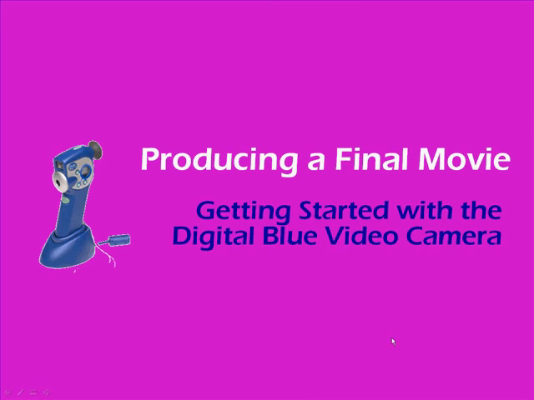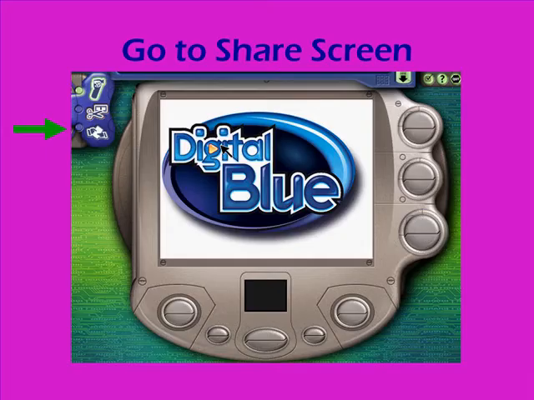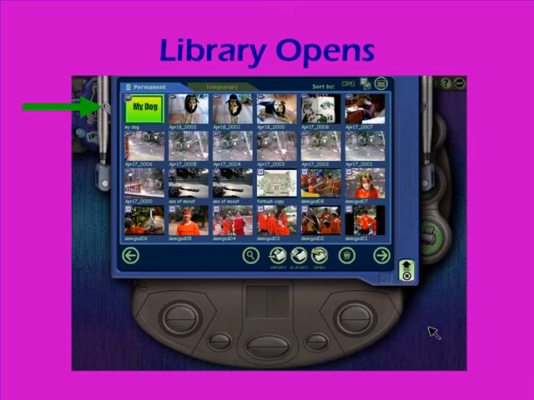The final step in creating your movie is to export your storyboard as a final movie file. You're going to click on the hands icon in the top left corner of your screen to go to the share part of the software. Your library will automatically open up.